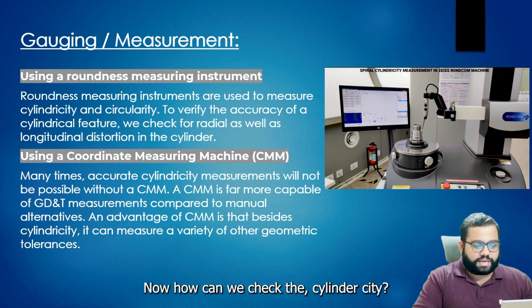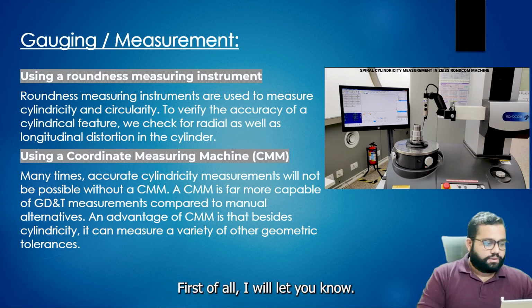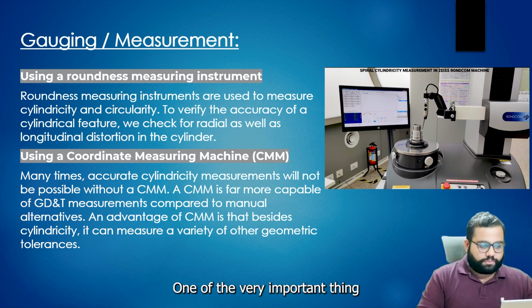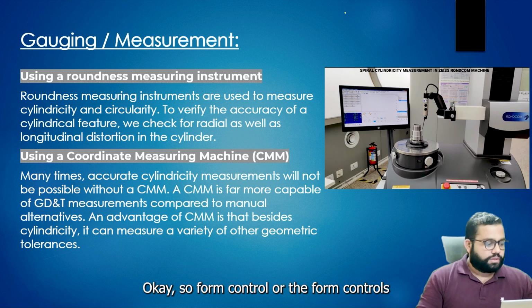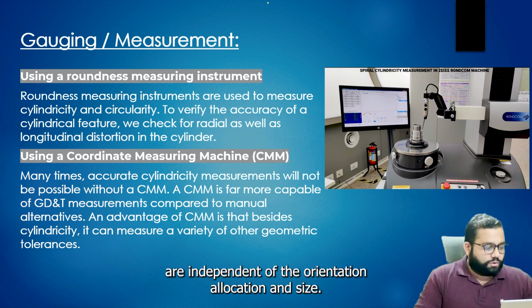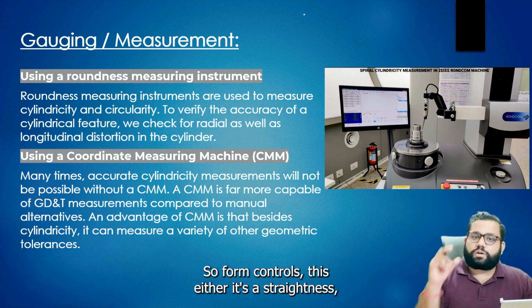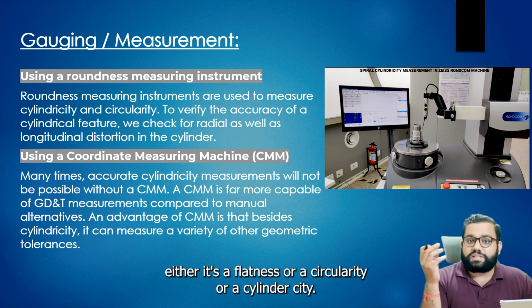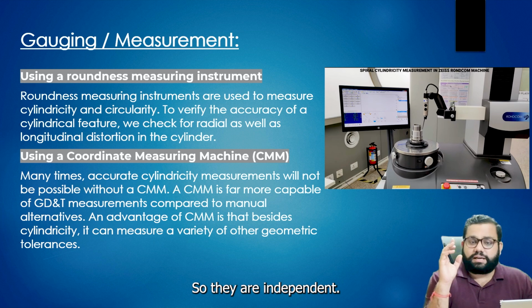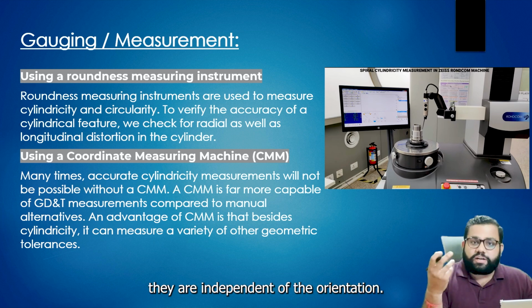Now, how can we check the cylindricity? First of all, I will let you know one very important thing in this discussion. Form controls are independent of orientation, location and size. Whether it is straightness, flatness, circularity or cylindricity, they are independent of the orientation.